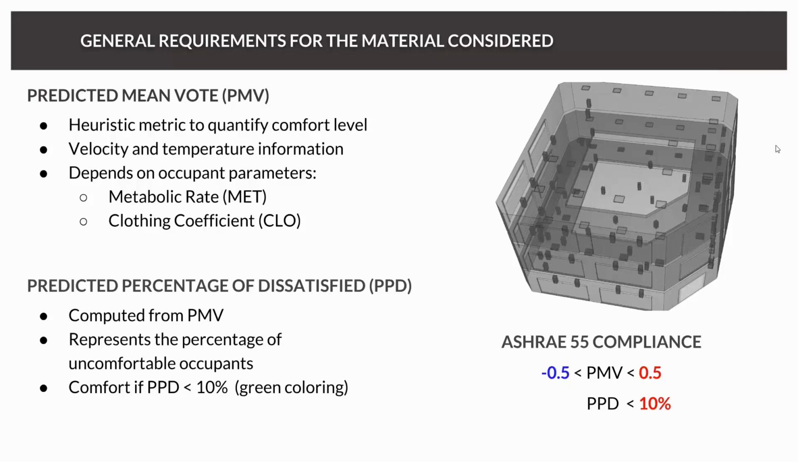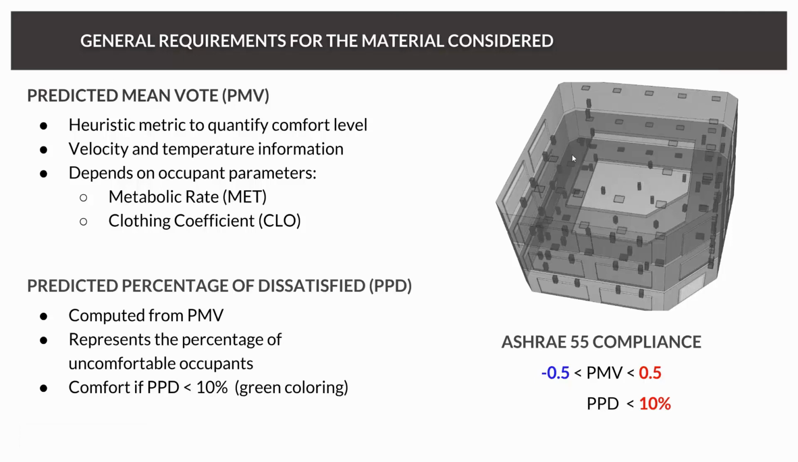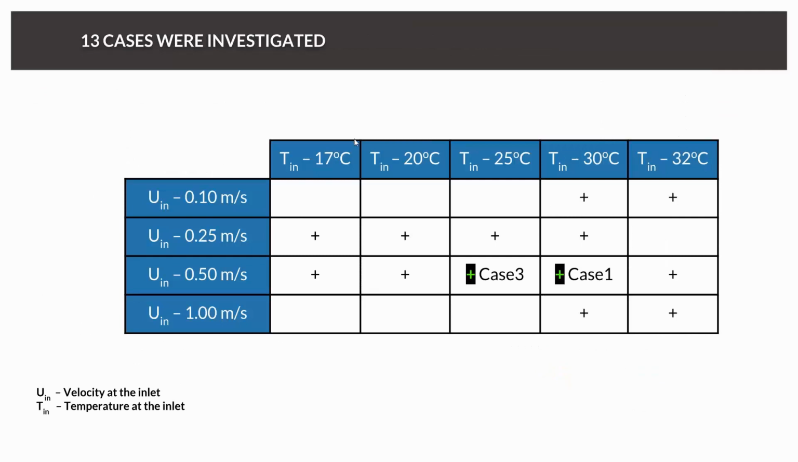And PPD stands for predicted percentage of dissatisfied, and this is something computed from PMV, and it represents the percentage of uncomfortable occupants. And wherever PPD is below 10%, it's comfortable, and then the color is green, and if not, we have uncomfortable conditions. And we need these two metrics to, let's say, connect the simulation results with the ASHRAE standard. Now let's take a look at the case we've investigated.